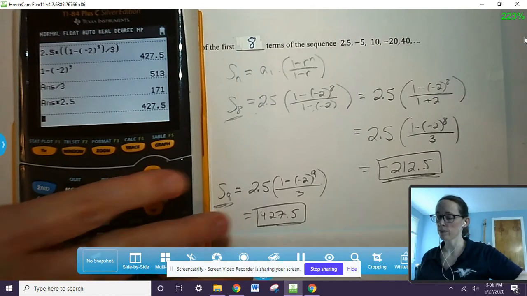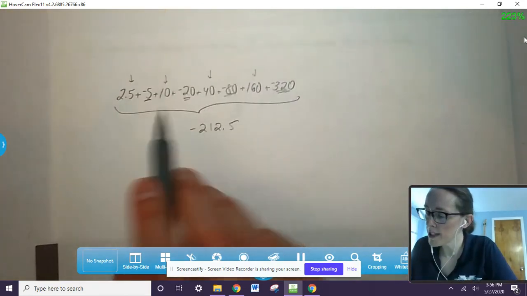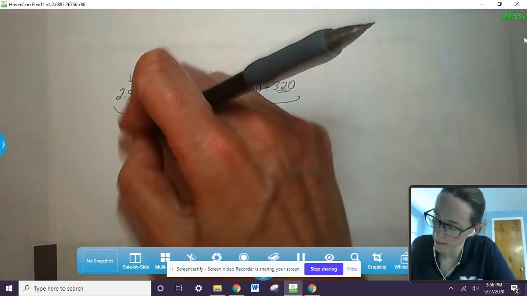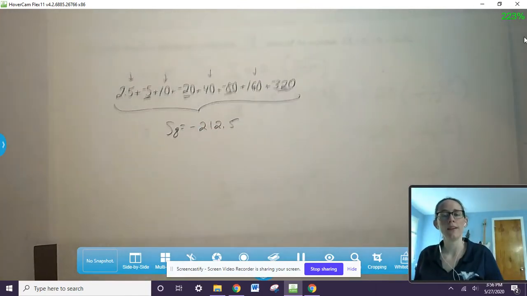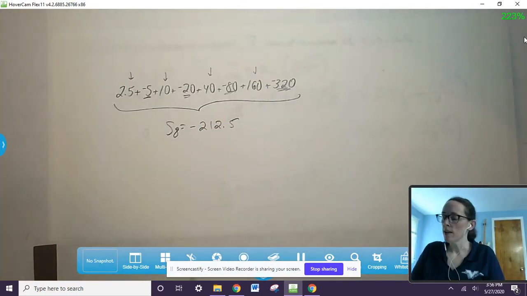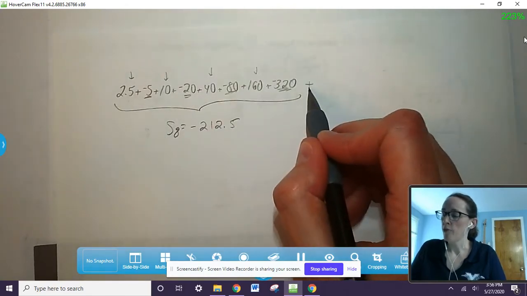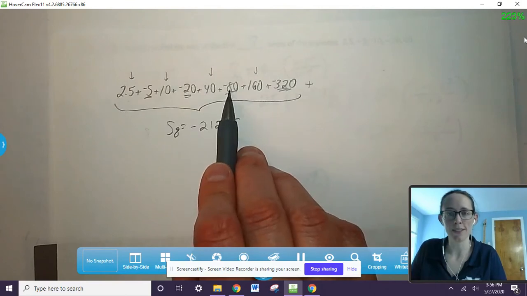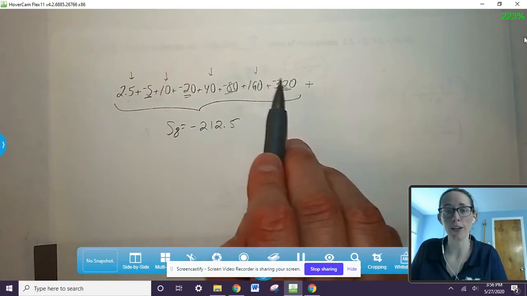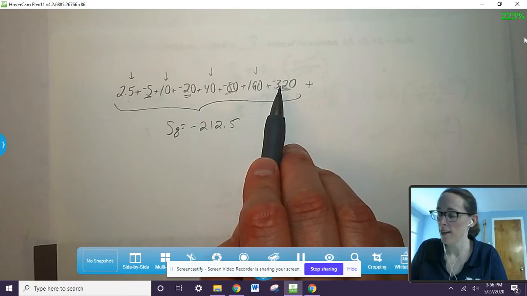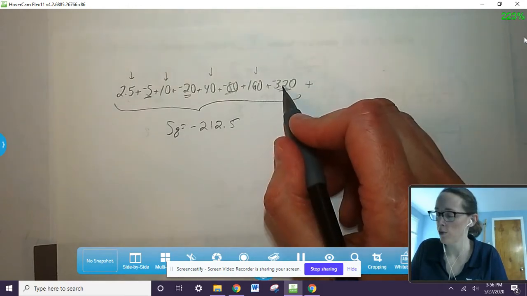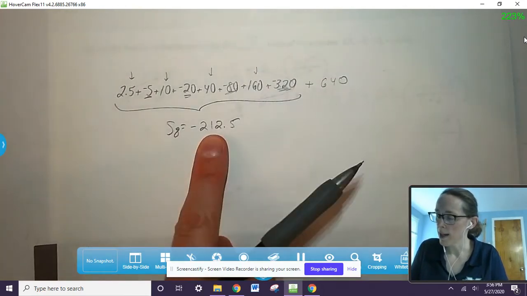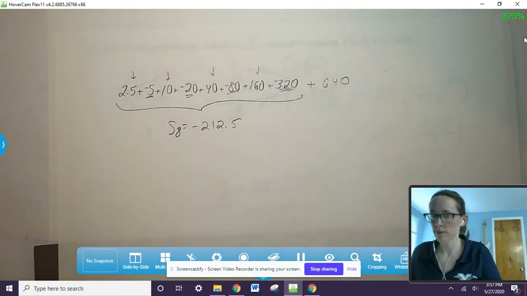Well, let's take a peek. This was the sum of the first 8 terms. I was going to write that out in words, but we have a notation for that. That's sum of the first 8 terms. Now look at the sequence. What would the 9th term be? If we had 40, we multiply by negative 2 to get negative 80. We multiply by negative 2 to get 160. We multiply by negative 2 to get negative 320. The next term would be this times negative 2. That's 640. So if these added up to that negative, and then I add 640, check this out.